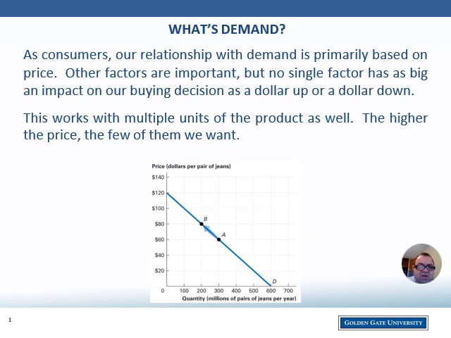And let's start with defining what the demand is. As consumers, our relationship with demand is primarily based on price. As you can see in this chart, this is the demand curve. The demand curve is downward sloping, and what that means is as price goes down, we as an individual or as a society are going to demand that product more. That's called a movement along the demand curve.